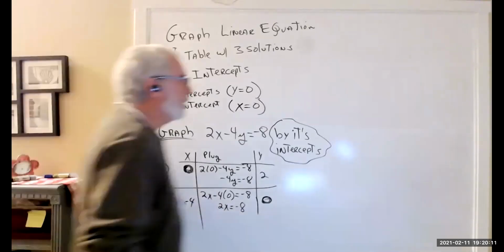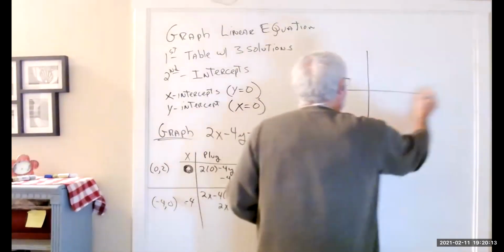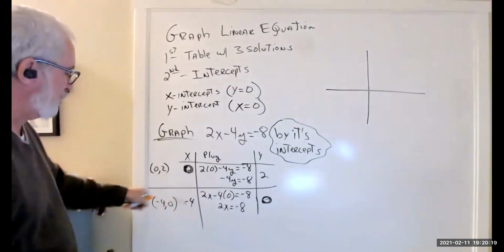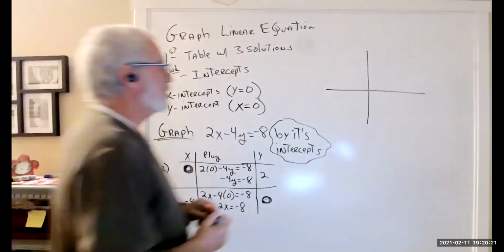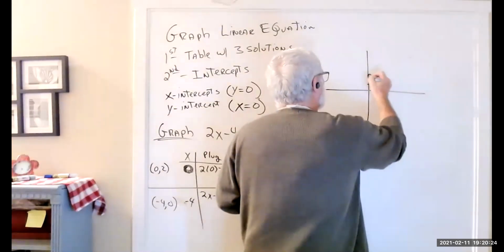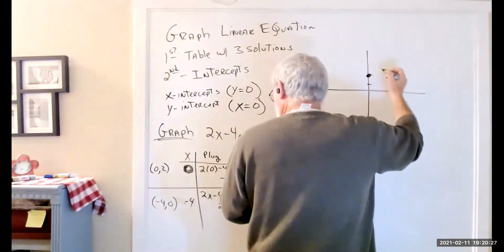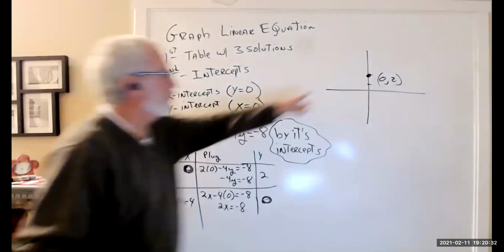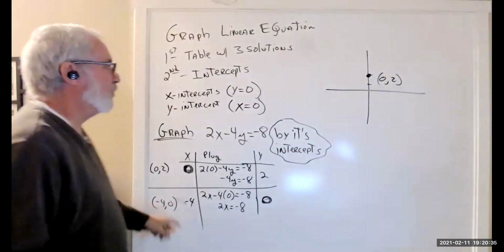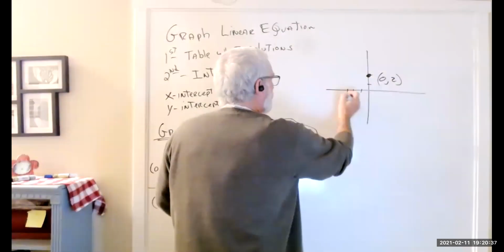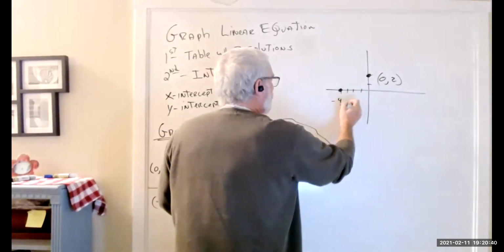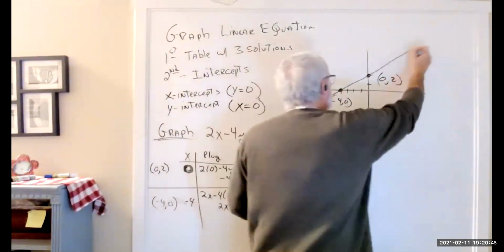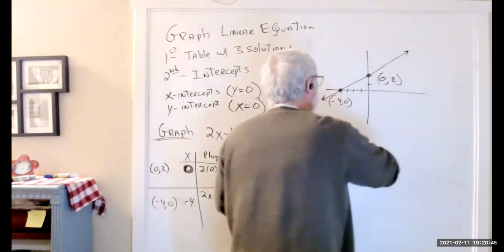Okay. So when you graph this, if the instructions say by its intercepts, you don't need 3 of them. You just need the 2 of them. So you go to 0, 2. There's the ordered pair 0, 2. That ordered pair is that. And -4, 0. -4, 0 is there. And then you connect the dots with a line with arrows, and you're done.